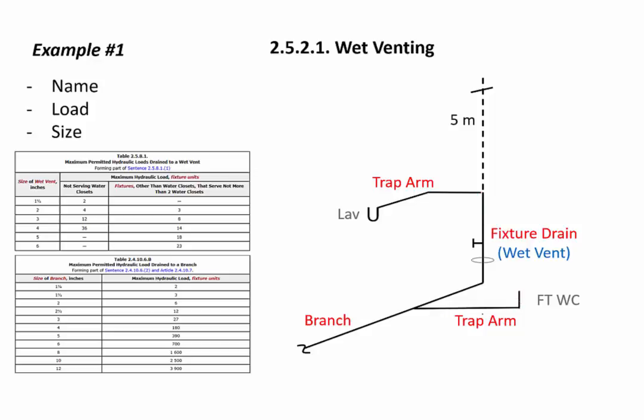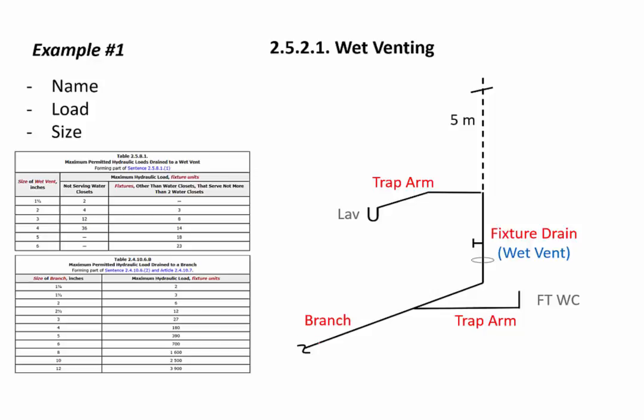Trap arm for the water closet here. It's going to be wet vented. There's no vent per se for the water closet, but we're going to wet vent it through the fixture drain. And then both tie into what we would call a branch from this same story.